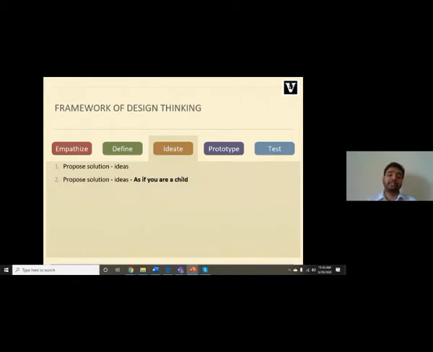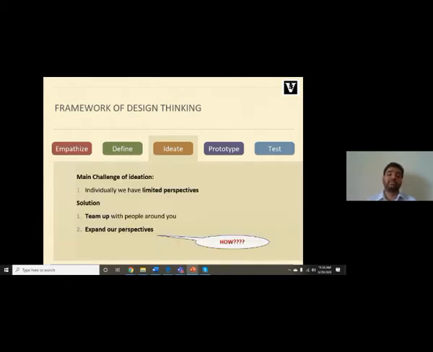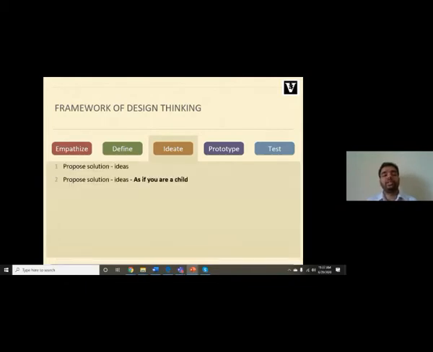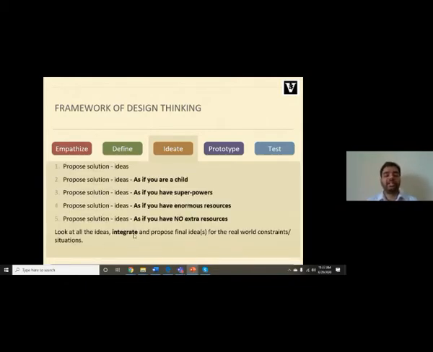Now if you combine these different perspectives with teaming up with people around you, then suppose if you are a two-person team and both of them put these constraints, you will have 25 into 2, 50 ideas for the same problem. Now what you need to do is integrate those ideas together in the way possible in the real world, and then you will see that you will have far better, maybe cheaper ideas, a cheaper solution for the same problem.